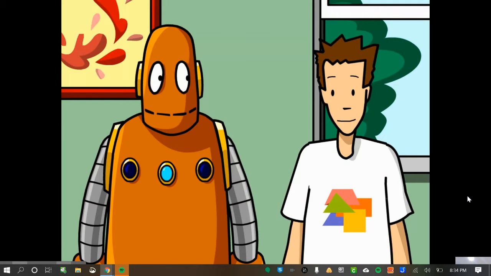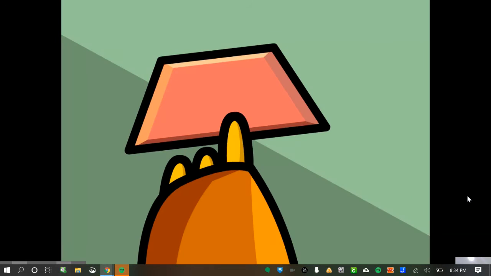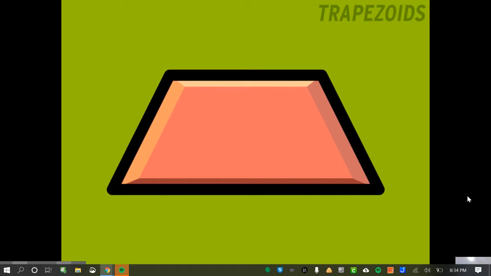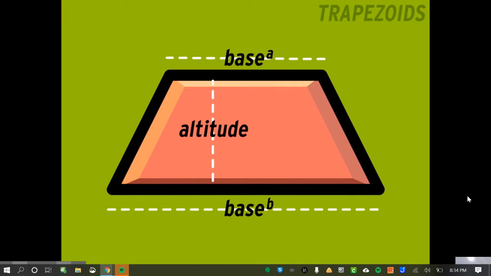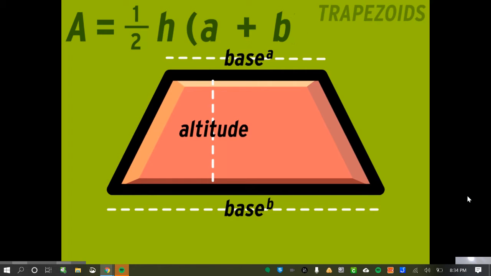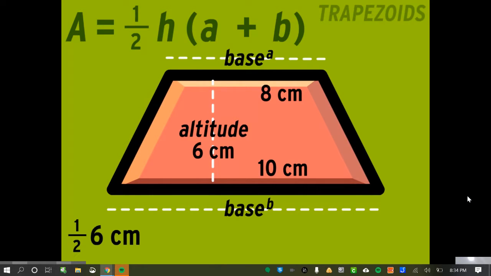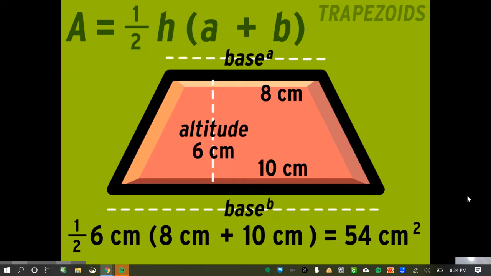Got it so far? That funny looking shape is a trapezoid. It has two bases and an altitude like the parallelogram. You can spot the bases because they're the ones that are parallel to each other. To find the area of a trapezoid, we have to add its two bases together and multiply that amount by 1/2 the trapezoid's height. For our trapezoid, the area is 1/2 of 6, that's 3, times the sum of 8 and 10. 3 times 18 is 54, and our area is 54 square centimeters.